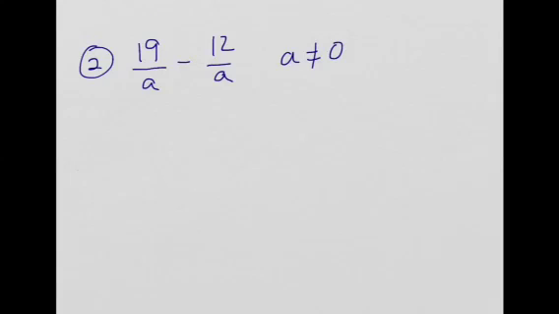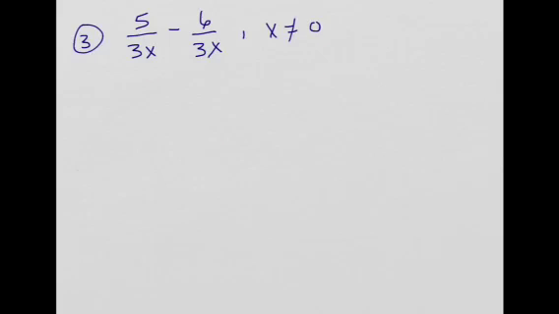Again, we're going to look for our common denominator. Our common denominator is a, so we know our answer is going to have an a in it. We're going to add a line and change the sign, so 19 plus negative 12 is going to give us 7, and a will stay our denominator. A cannot be 0 because your fraction can never have a denominator of 0.